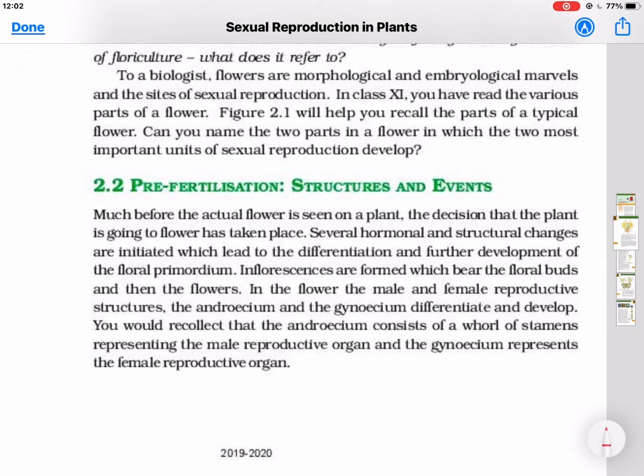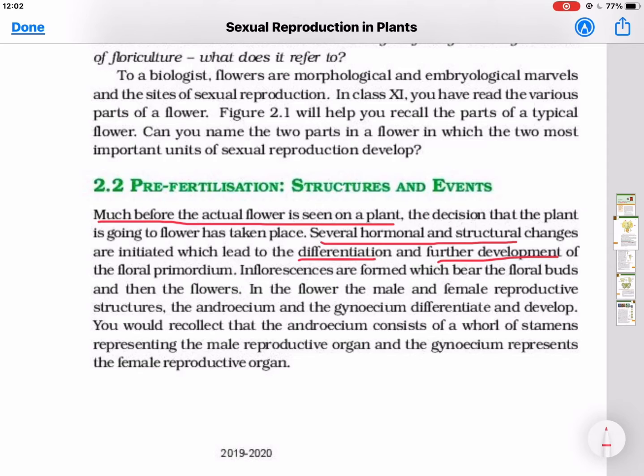Much before the actual flower is seen on a plant, the decision that the plant is going to flower has taken place. Several hormonal and structural changes are initiated which lead to the differentiation and further development of the floral primordium. Floral primordium is whole structure on which these floral parts are present. Inflorescences are formed which bears the floral buds and then the flowers.